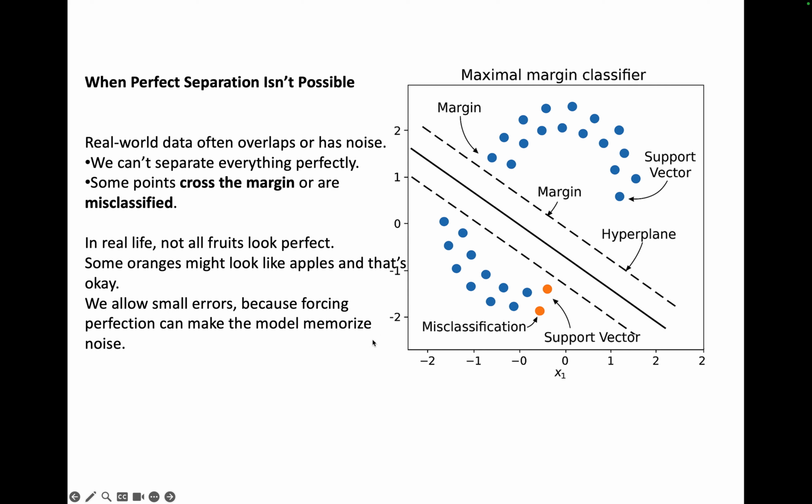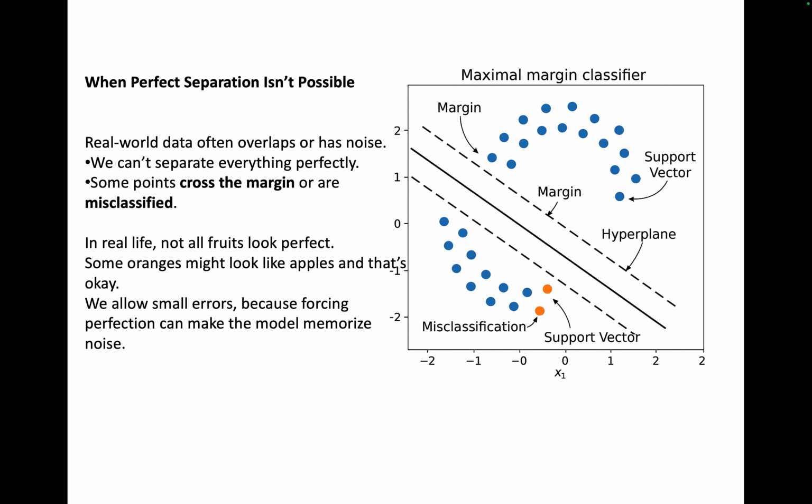In real life, not all fruits look perfect, right? Some oranges might look like apples, that is okay. We allow small errors. So there is a margin of error, and we allow points across the margin to be misclassified. It's the same way as you allow errors and you get F1, precision and recall, sort of. You remember F1 and precision and recall, where if you make it tight, you overfit, right?